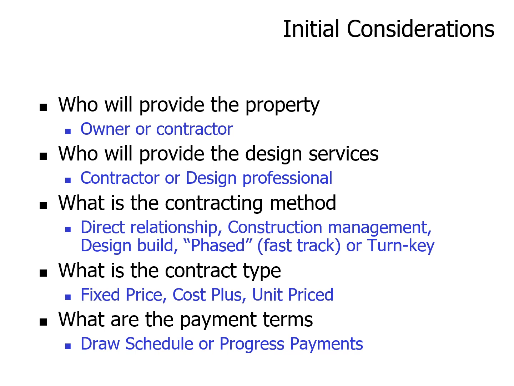Well, the initial considerations. Who will provide the property? Is it the owner or the contractor? Now, not only is it important for us to know, but for lien laws, we need to understand that. Who will provide the design services, the contractor or design professional? Okay, that's pretty important to understand. What is the contracting method? Direct relationship, construction management, design build, phase or fast track, or turnkey. Okay, again, that's up to each individual.